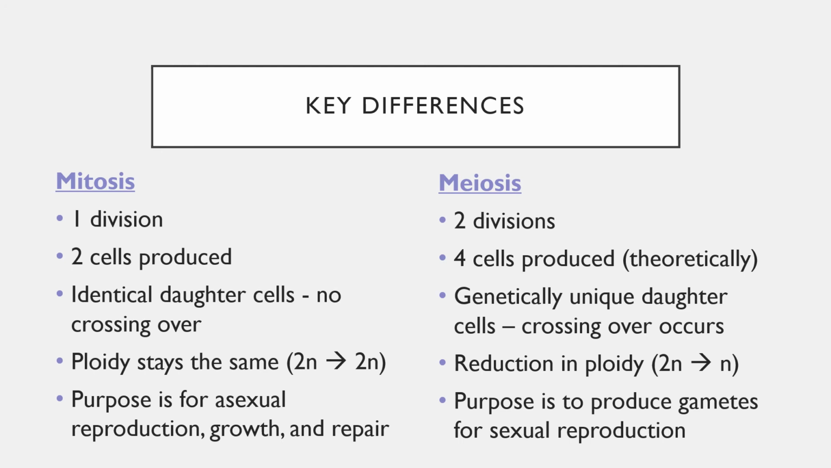In mitosis, the ploidy stays the same. A 2N cell is going to remain a 2N cell, diploid to diploid. In meiosis, we see a reduction in that chromosome number. It's going to go from diploid to haploid. We do mitosis for asexual reproduction, growth, and repair, whereas with meiosis, we're doing it to produce gametes so that the organism can reproduce in a sexual way.